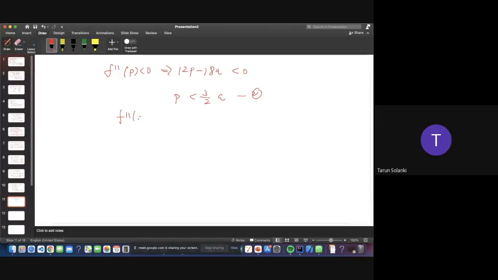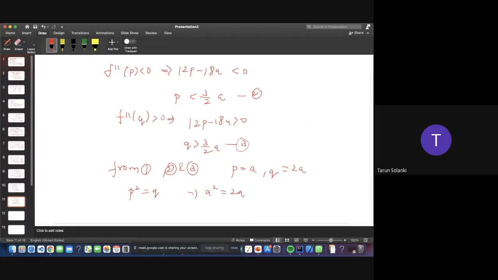Similarly, f double dash q is greater than 0 means 12q minus 18a is greater than 0. So q is greater than 3 by 2 into a. This is equation 3. So from 1, 2 and 3, p is equal to a, q is equal to 2a. So p square is equal to q. We can say a square is equal to 2a. So it means a is equal to 0 and 2, right?